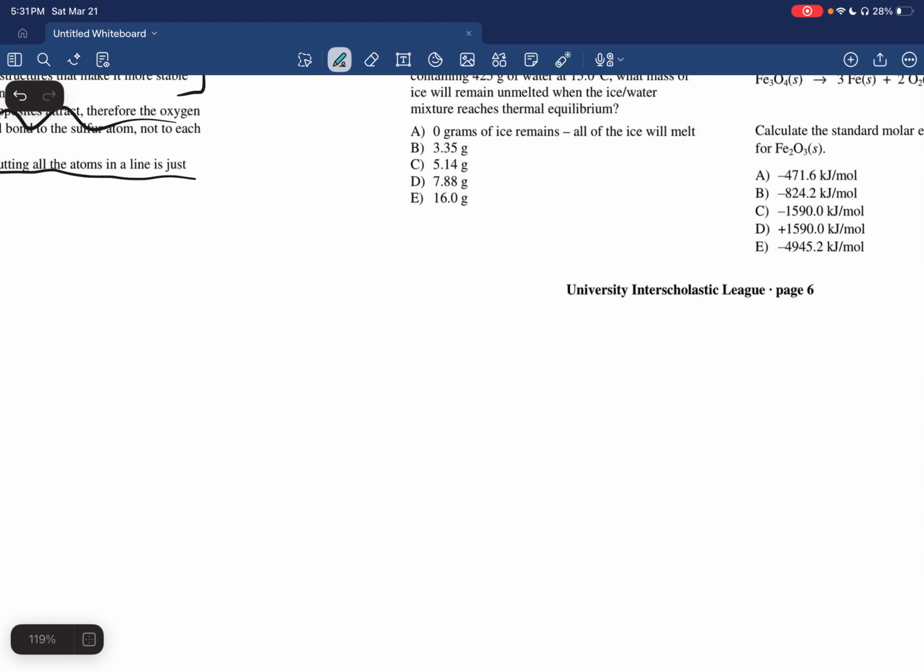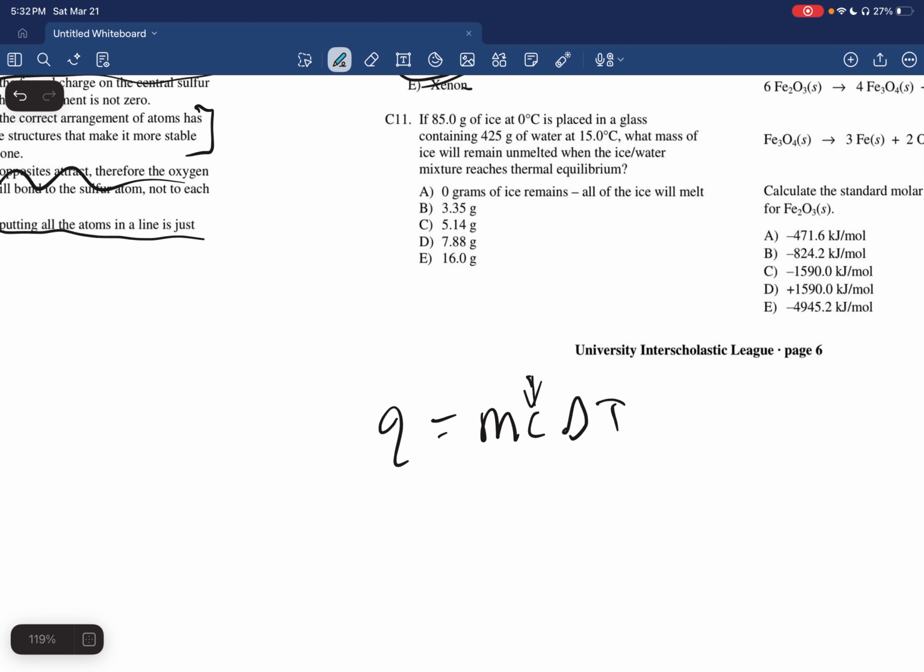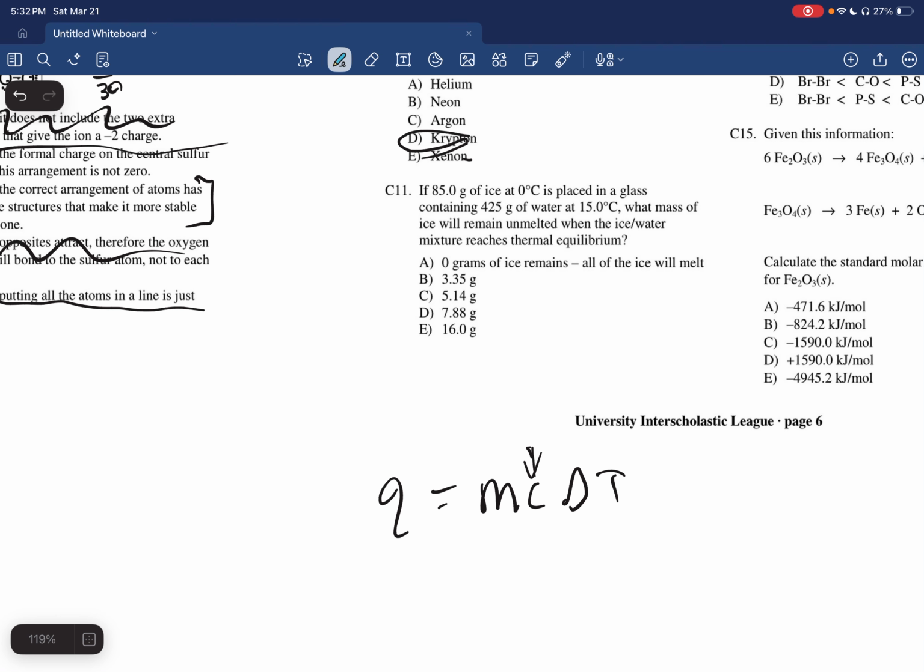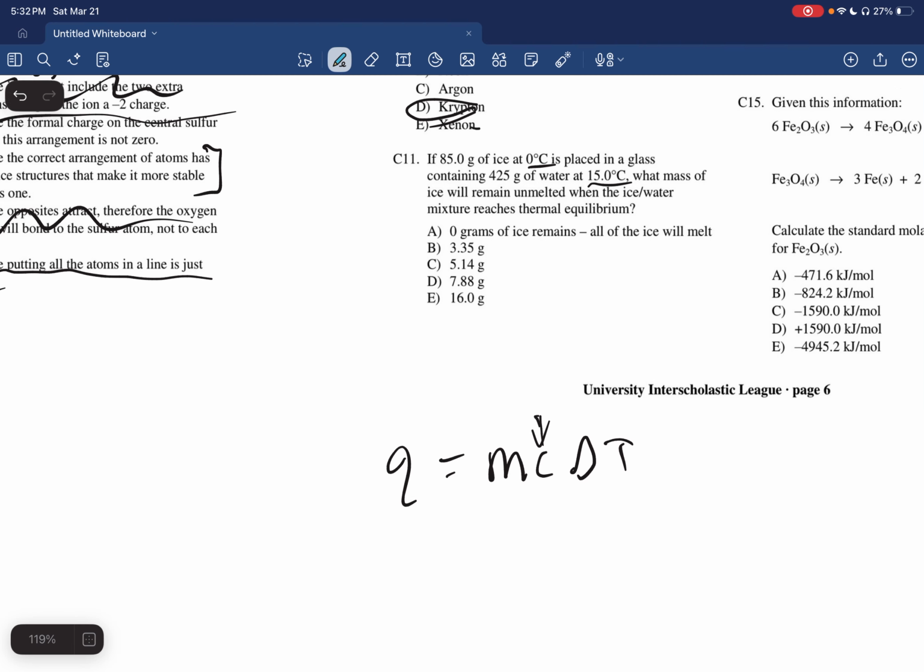So if you don't know, heat equals mc delta T, where C is a constant for whatever you're using. In this case, we're gonna be using water. And this will give us how much heat's released when we're going from our 15 degrees to our 0 degrees. So that's gonna be our change in temperature. But let's start plugging stuff in.